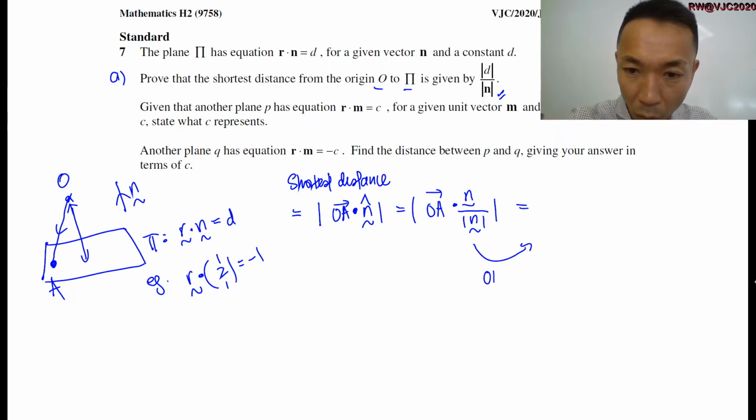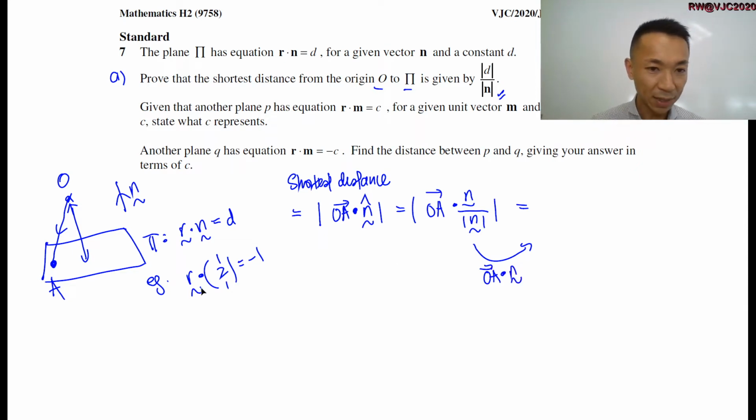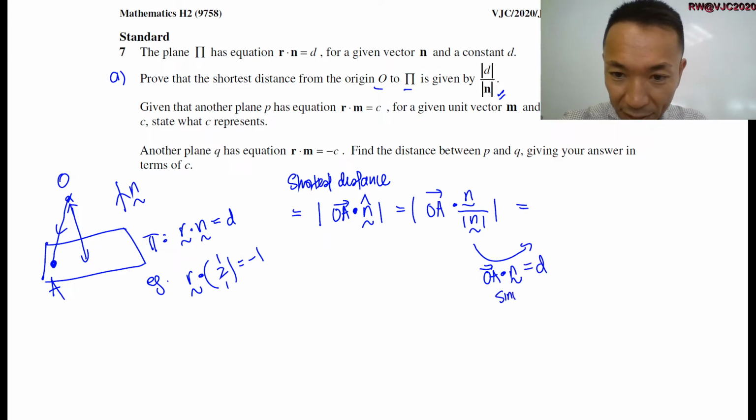Then the next part is the crucial step. What is OA dot n? Now recall here, equation of a plane, what is r? r is the position vector of any point on the plane. So you take the position vector of any point on the plane, you dot this, it will surely be equal to the constant for this plane. So I take OA dot n, it will surely be equal to D, correct? Since A lies in the plane.